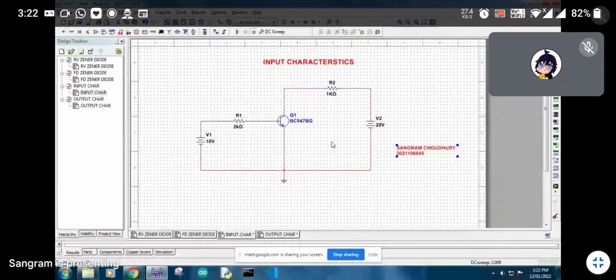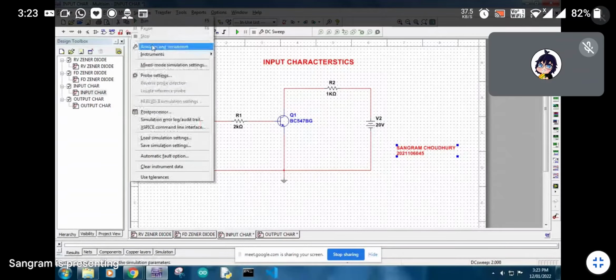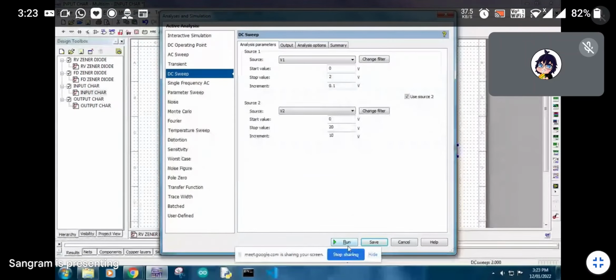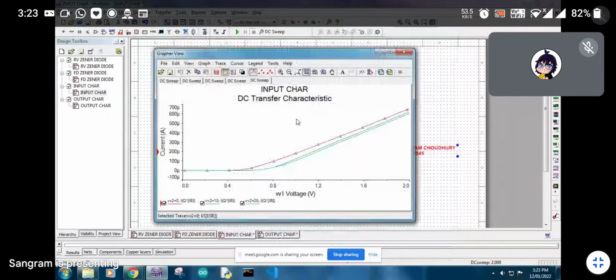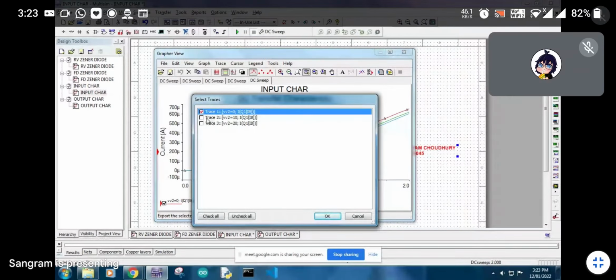Okay. I have told Priyadeep how to export the values of this characteristics curve. You have understood that? Yes, ma'am. You have to do it accordingly with proper labeling. You have to mention the observation table. That is your observation table. Yeah. Go for output characteristics.